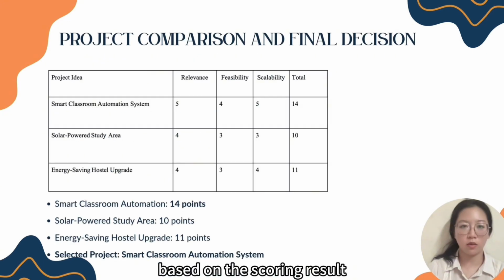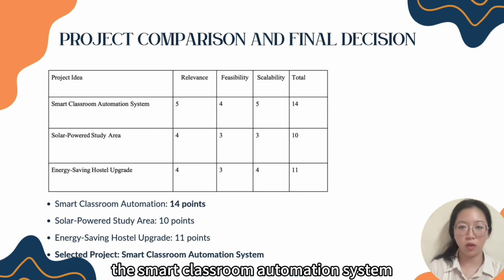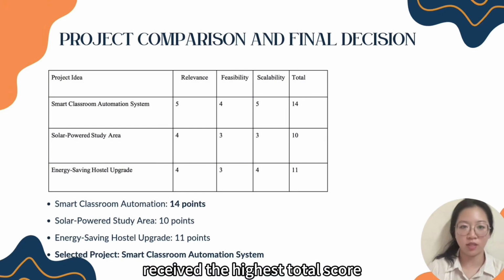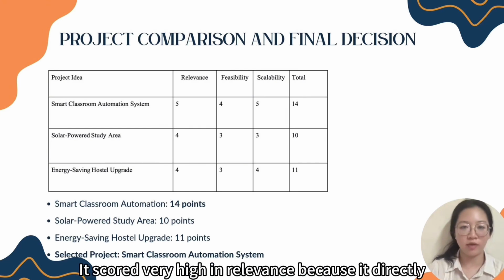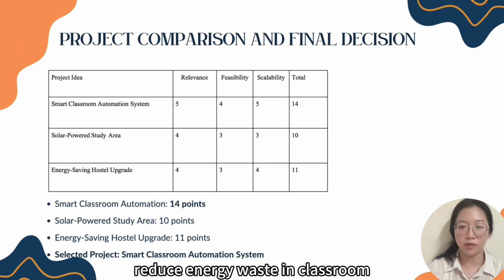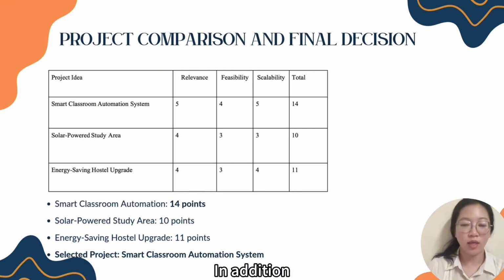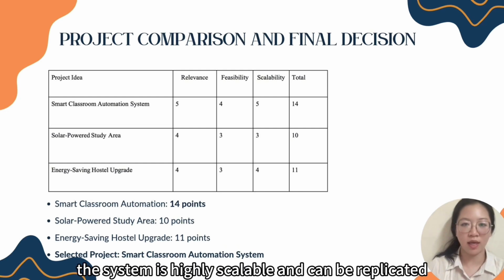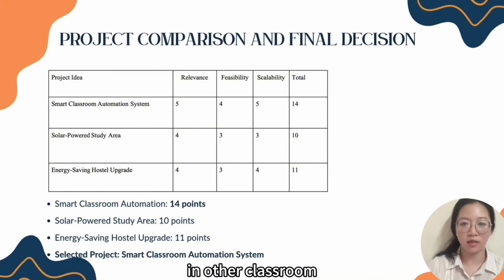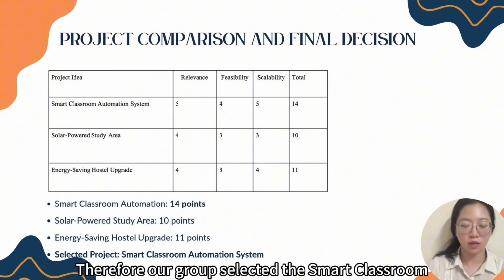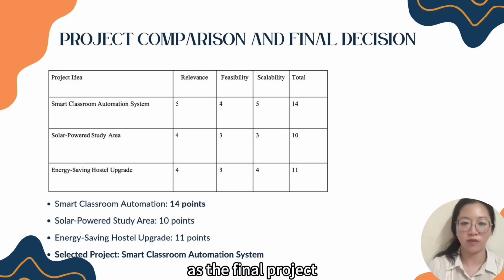Based on the scoring result, the Smart Classroom Automation System received the highest total score. It scored very high in relevance because it directly reduces energy waste in classrooms. It is also feasible within the given budget and time. In addition, the system is highly scalable and can be replicated in other classrooms. Therefore, our group selected the Smart Classroom Automation System as the final project.